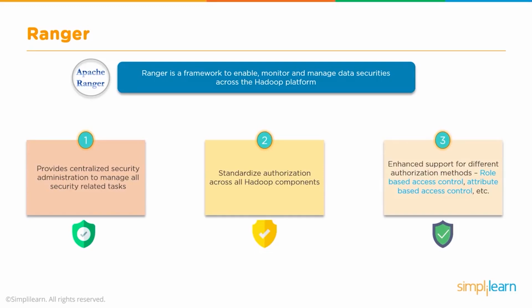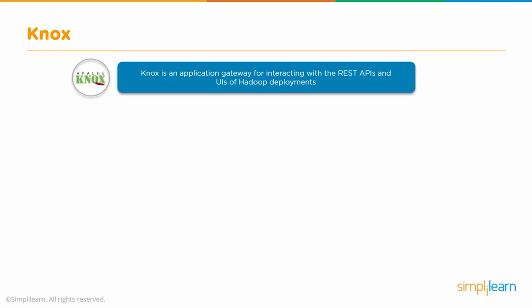So your Apache Ranger can go in there, and your administrator coming in there can now very easily monitor who has what rights and what they can do and what they can access. There's also Apache Knox. Knox is an application gateway for interacting with the REST APIs and the UIs of Hadoop developers. And so we have our application programmer interfaces, our user interfaces, and we talk about REST APIs.